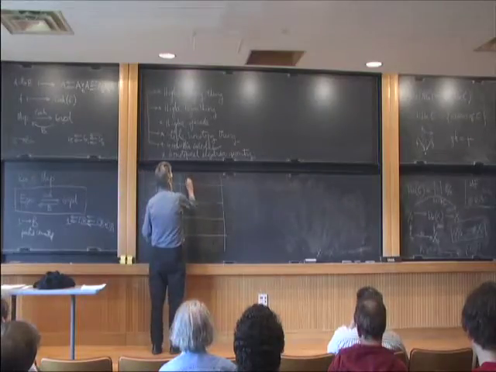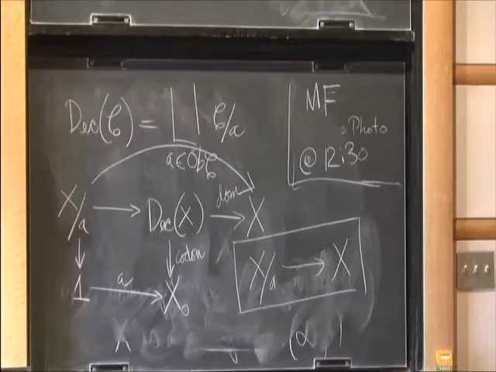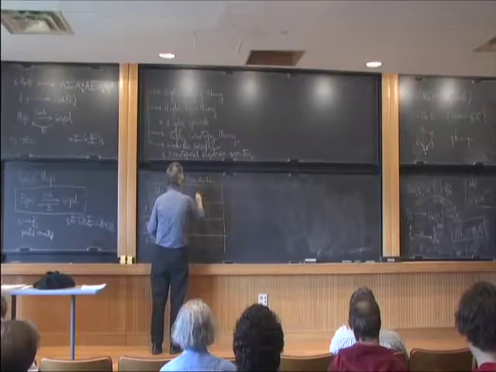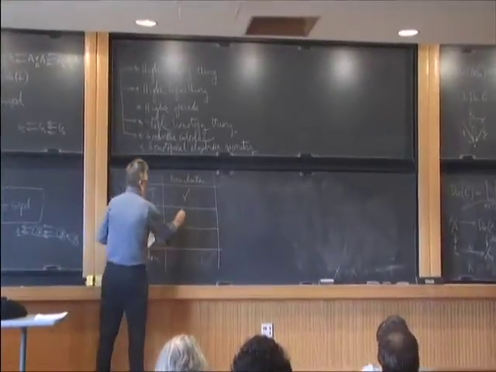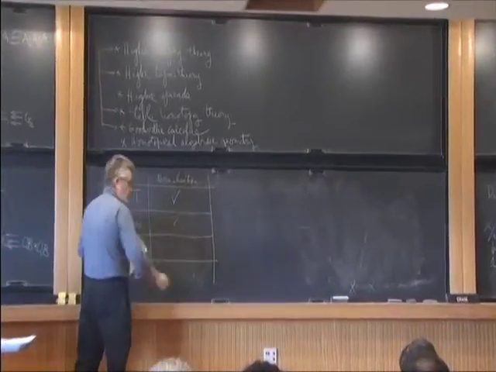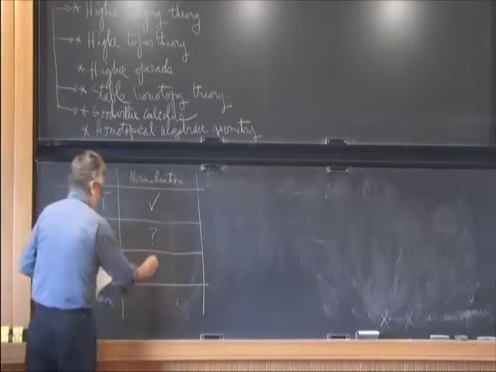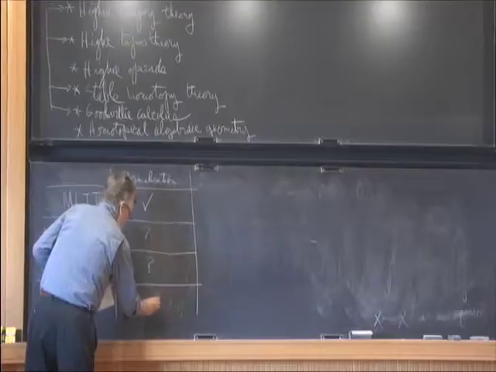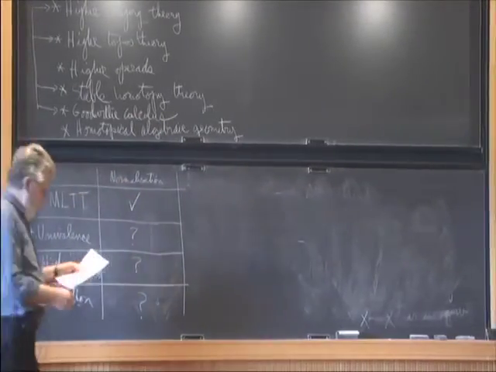And if you look at normalization, then, OK, Martin-Löf type theory is normalized. This we don't know. Maybe we will know tomorrow. I don't know. This we don't know. And this we don't know yet.